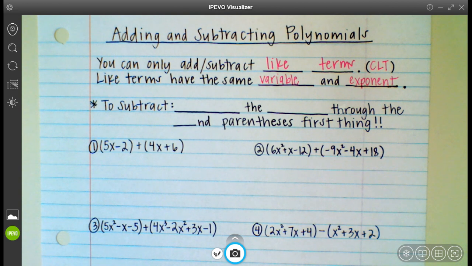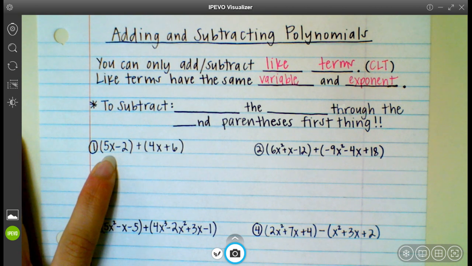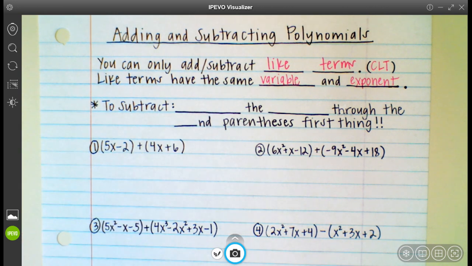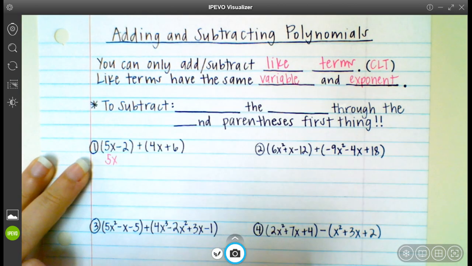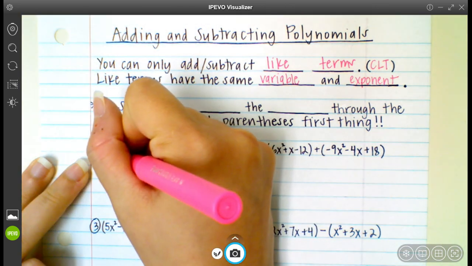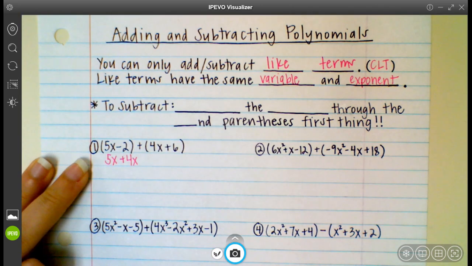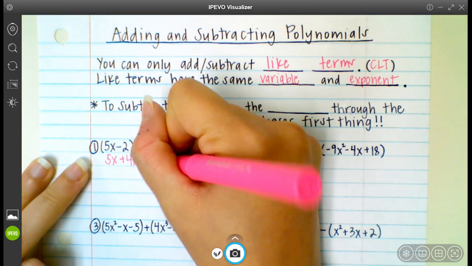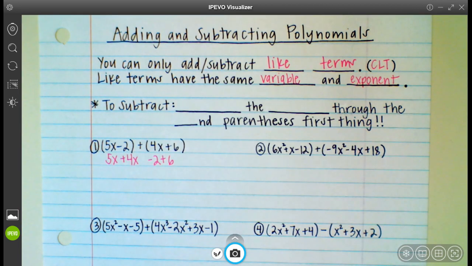So I want to actually do 2 or 3 addition questions with you first, and then we're going to come back to the subtraction. So let's take a peek at number 1 for addition. I know it's addition because I have 2 binomials that I'm adding together. First things first, you want to combine your like pieces. So notice I have a 5x from the first parenthesis, and a positive 4x from the second parenthesis. And I also have a minus 2 from the first parenthesis and a positive 6 from the second parenthesis.